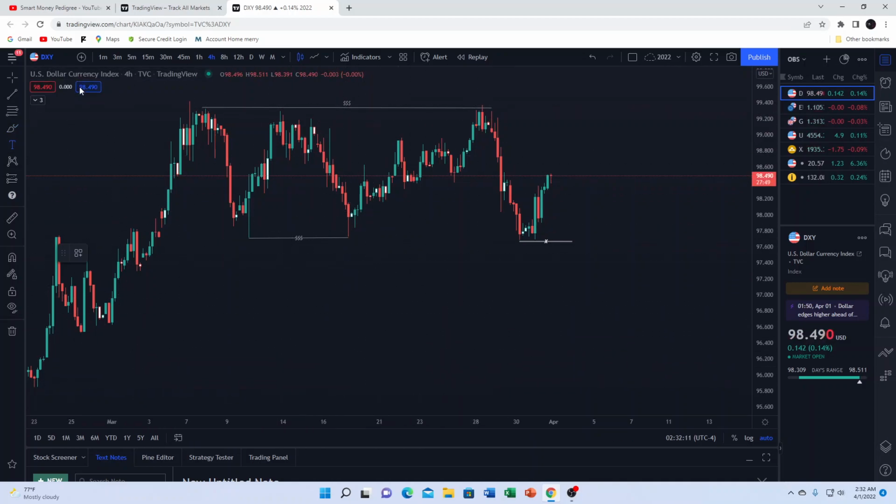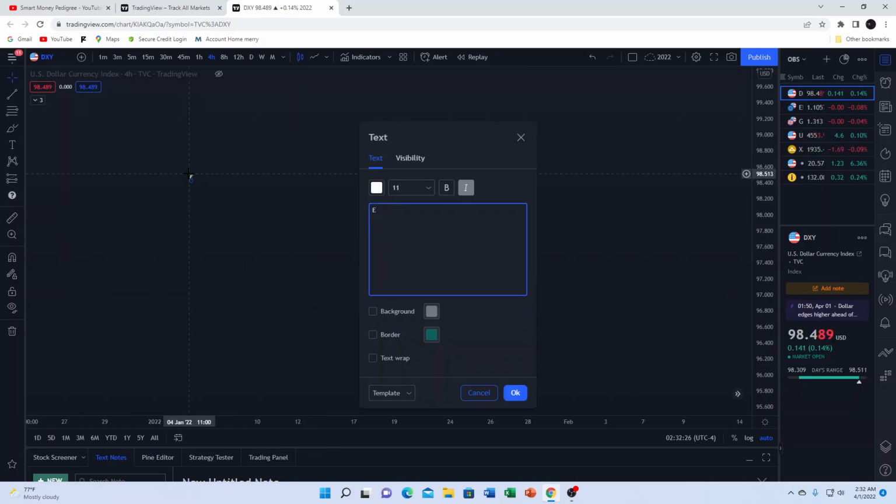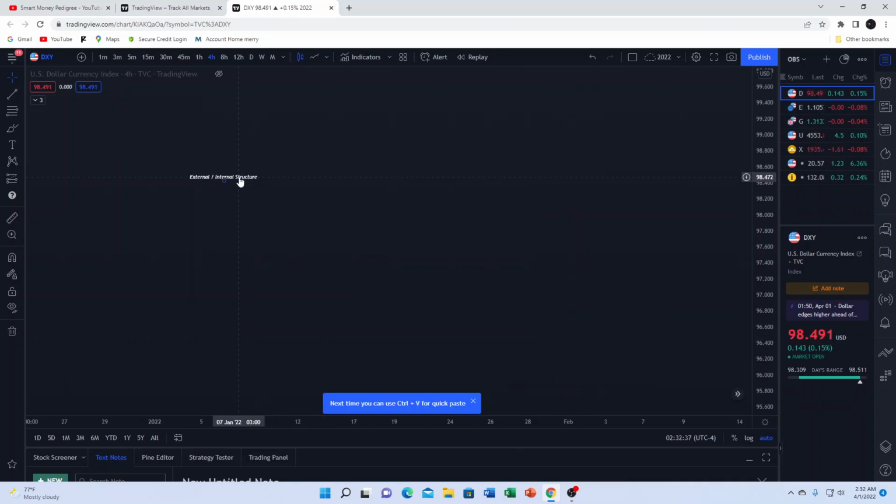I'm going to take away the charts and we're going to look at it just from a picture perspective. After that, we'll get back to the charts to show you what I mean. So we have what is called external structure, and we have what is internal structure. And what does that mean? Well, I'm going to show you.